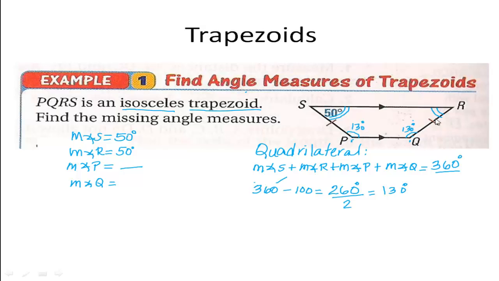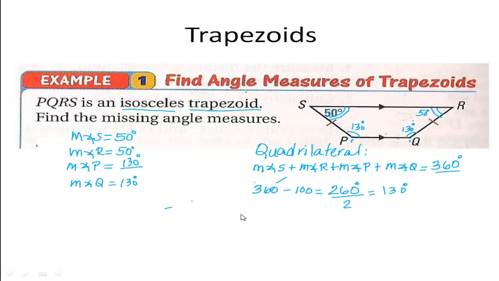So if I add all 4 angles, I should get 360 degrees. Okay? So the measure of angle P is 130 degrees and the measure of angle Q is 130 also, because base angles are congruent when it's an isosceles trapezoid. Another way to figure this out could be just writing out an equation using your algebra.